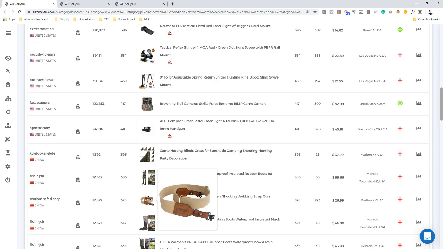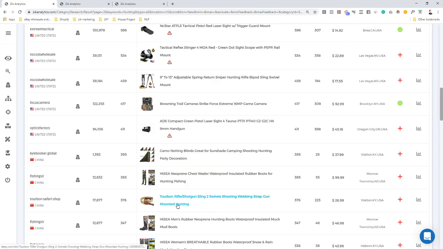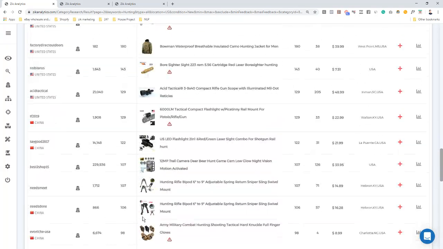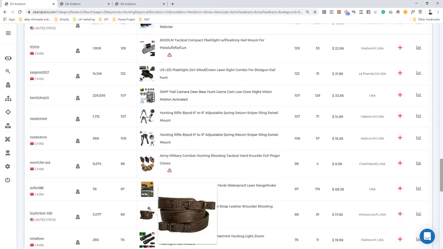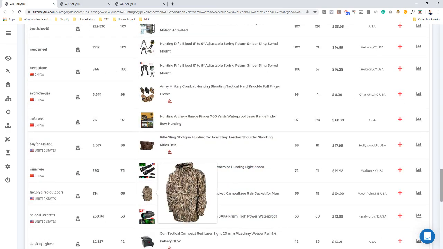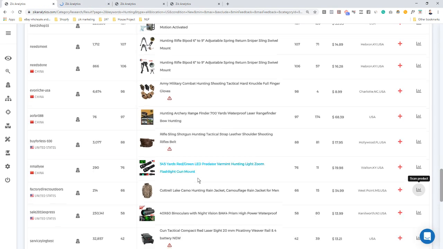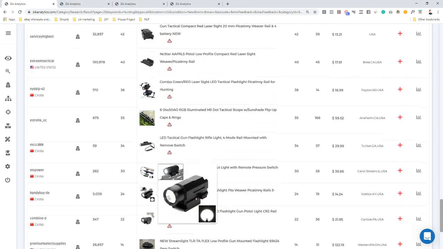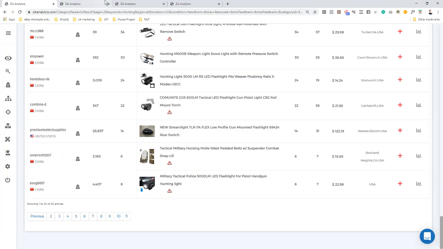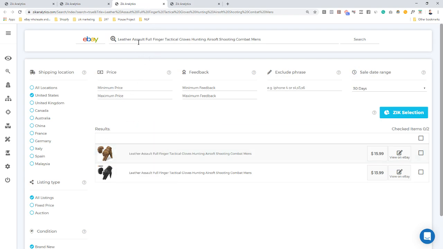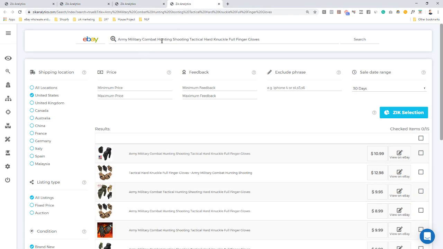Because I really believe in this niche, I don't want to just give up. I want to go through more pages, see what else is selling here very well. So we have this camo hunting jacket. I also like it. Let's run a search on this as well. And basically, I think this is enough for the example. So we picked 3 products: a camo hunting rain jacket, a leather tactical glove or leather hunting gloves, and military or combat hunting or shooting tactical finger gloves, full finger gloves.